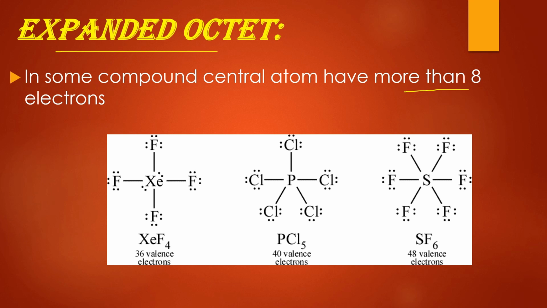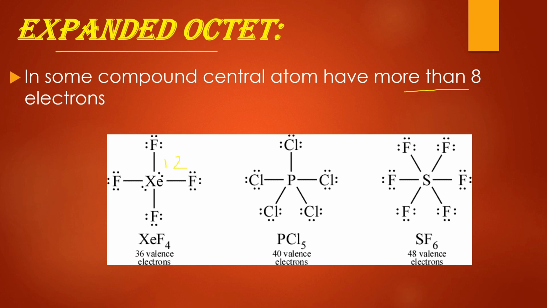Xenon is already having 8 electrons. Now you can see here the structure: 4 bonds, that is 4 times 2 is 8, and 2 electron pairs. So how many total electrons are there? 8, 9, 10, 11, 12. So a total of 12 electrons are there with xenon. So this is the example of extended octet.